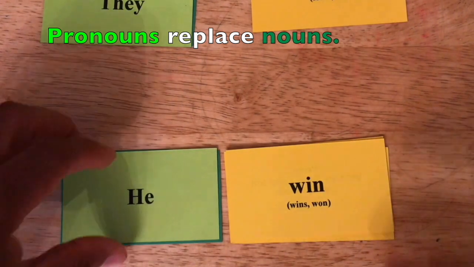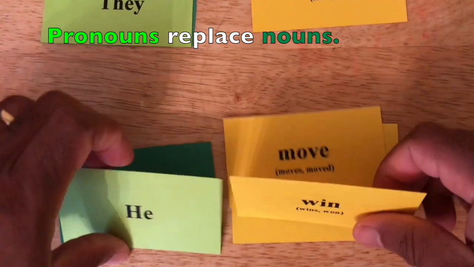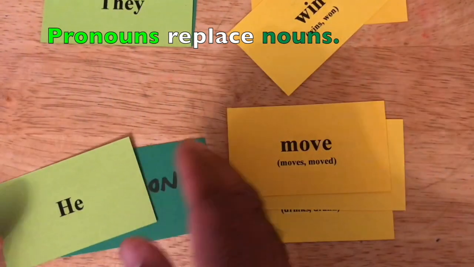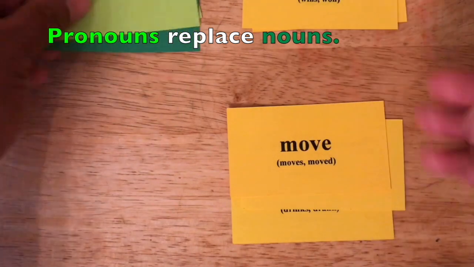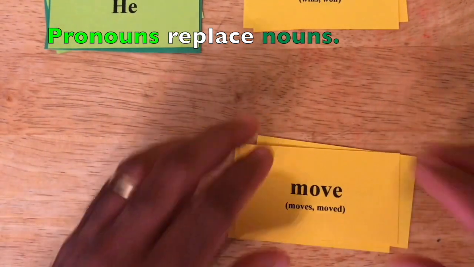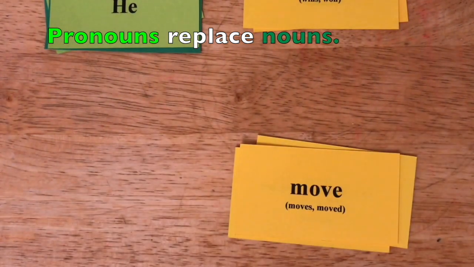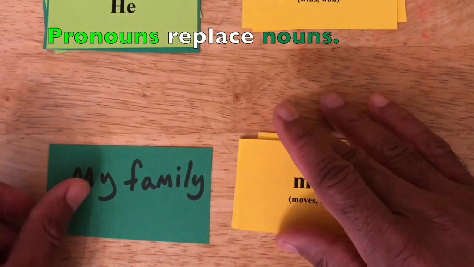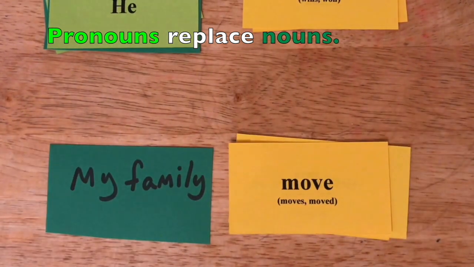All right, so let's think about another one now, another combination here. Move that over to the side. Okay, I have the verb move. I use my family. So here's my sentence. My family moved to New York 10 years ago.